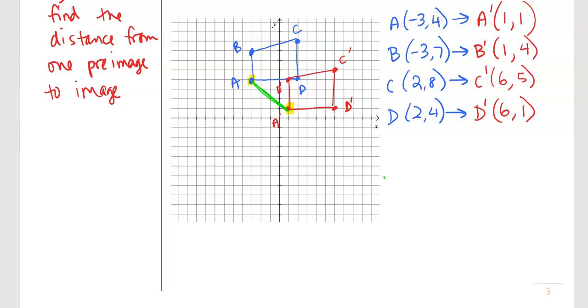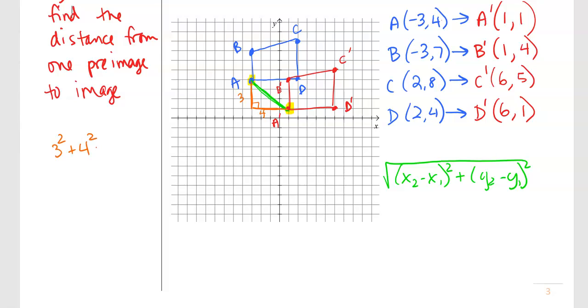If I did distance formula, I would have to work with that formula, x2 minus x1 squared plus y2 minus y1 squared. I also could do Pythagorean theorem. So I'm going to show you Pythagorean theorem again. I'm going to take my green segment as the hypotenuse of this right triangle that I sketch around it. So if I have a right triangle, then I can count out, so vertically it's 3 units, horizontally it's 4. So I could do 3 squared plus 4 squared equals c squared, and that's my green segment.